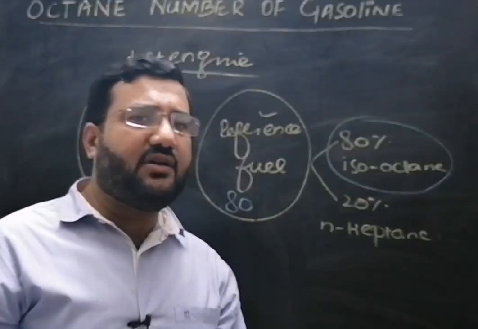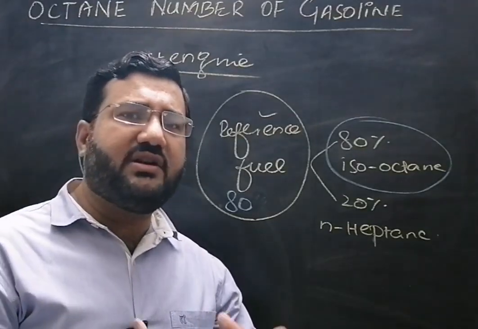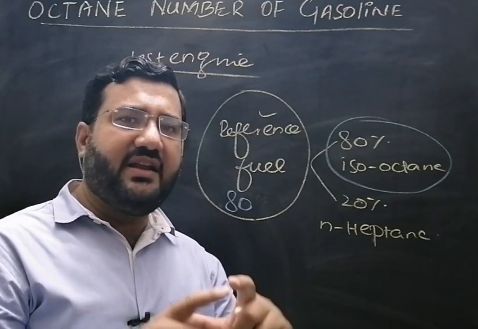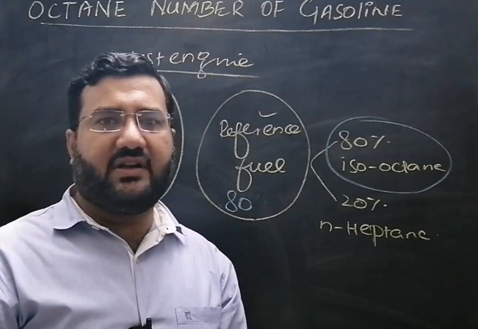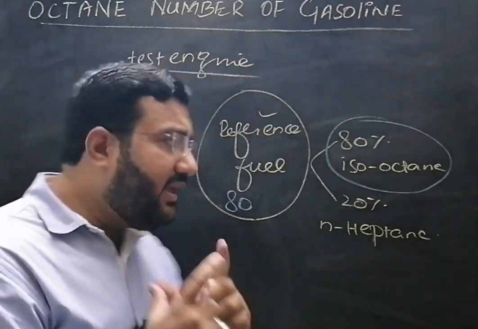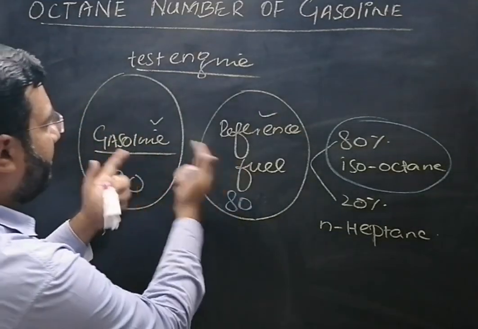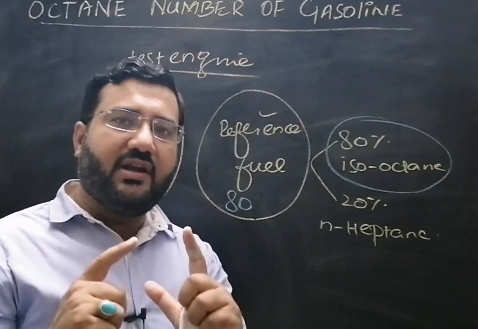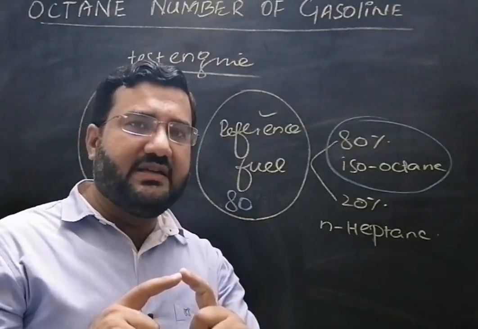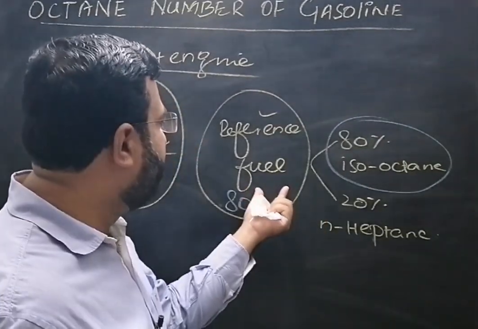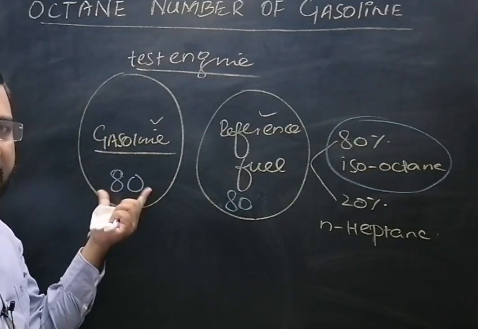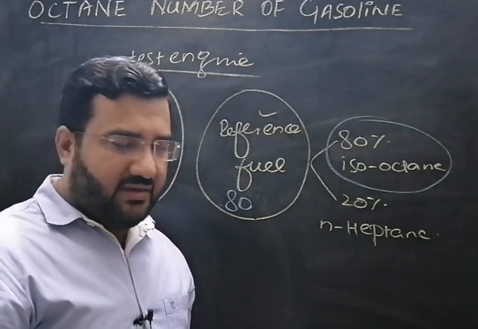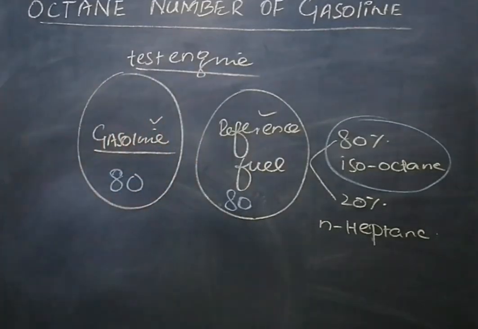Because gasoline is a complex mixture. Gasoline is not just a mixture of isooctane and normal heptane. Basically, gasoline has some impurities as well. So we are comparing the anti-knocking ability of the gasoline with the reference fuel. And when the anti-knocking ability of both matches, the octane number of the reference fuel is also considered as the octane number of that sample of gasoline. So in this way, the octane number is actually determined.